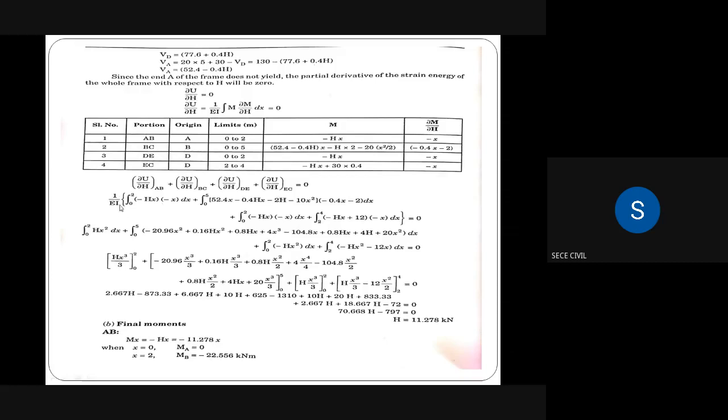After that we are substituting in the equation, 1 by EI integration. First we are substituting for the portion AB, minus Hx into dou M by dou H, minus x. Similarly, for the remaining portions also we are substituting. After that we are multiplying it, and after multiplying we are integrating. After integration, we are getting the value H as 11.278 kilonewton.